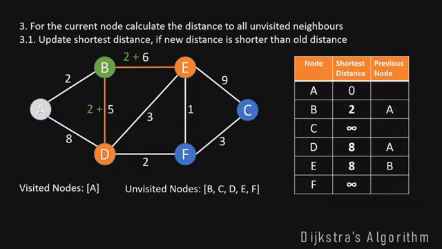Now let's look at the node D. D will now have a distance of 7, 2 plus 5, from A over B. This means we need to compare this 7 to our current value, 8, in the table.